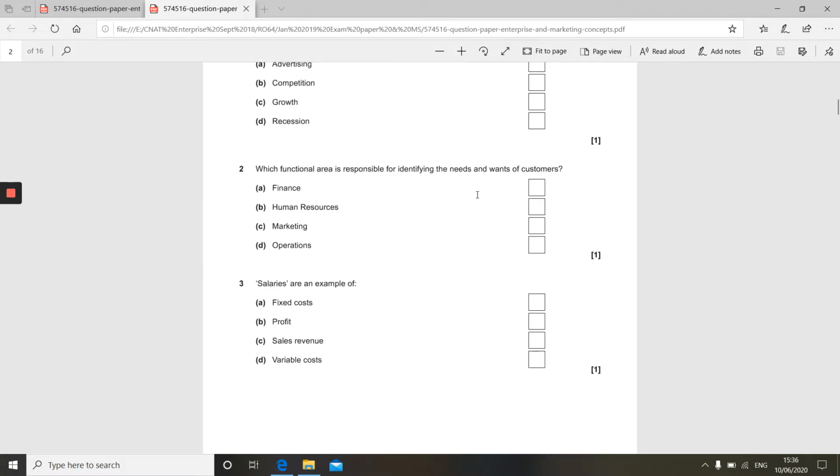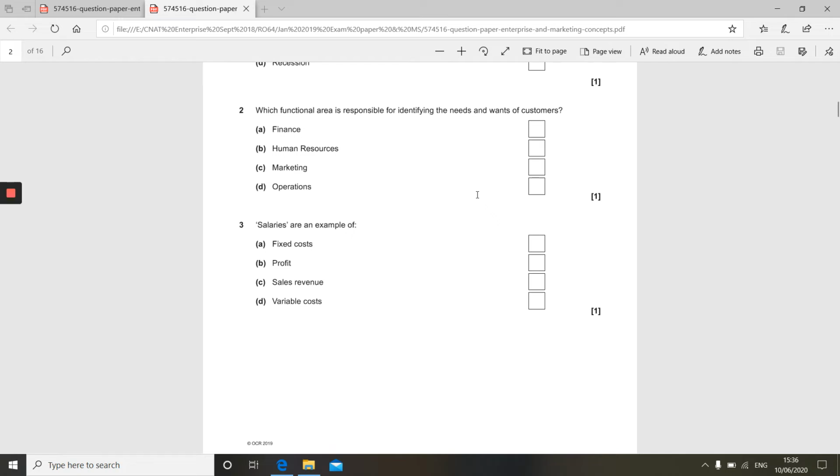Then if we move down and have a look at question number 2, it says which functional area is responsible for identifying the needs and wants of customers? Now, functional areas is one that we've been working through just recently, and I've sent you a video link and some practice questions on those. So have a think back, out of those areas, which one is going to focus on customers? Okay.